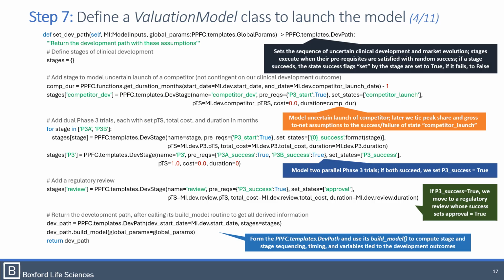After we define all that information, then we package the start date of development and each one of the individual stages into a development path, and we call its build model routine with the global parameters in order to have that path figure out what all the different sequencing of the different stages are, when each individual state occurs, and then it assigns a lot of useful variables and dates based on that information that we're later going to reference in other templates in order to do their job. So build model, again, is what a template in PPFC provides in order to implement the functionality of that template.